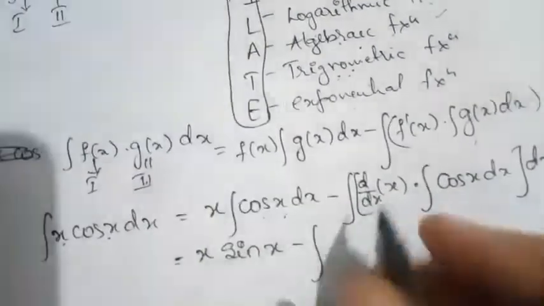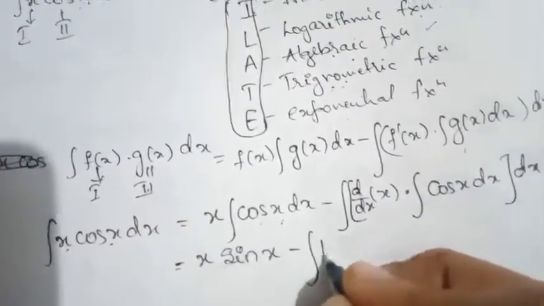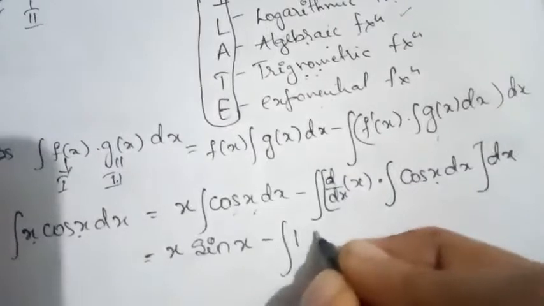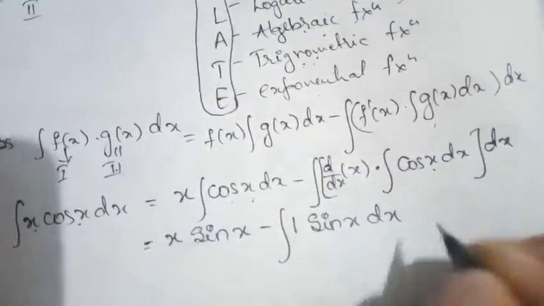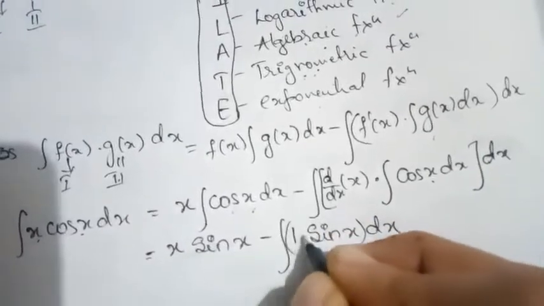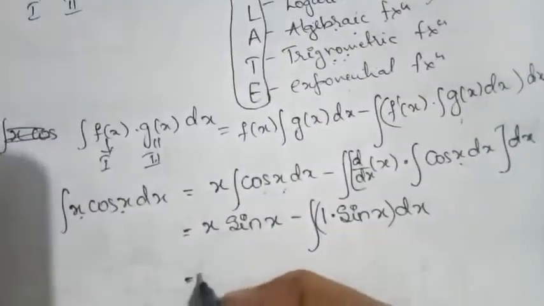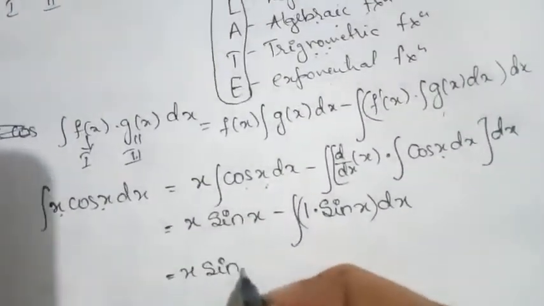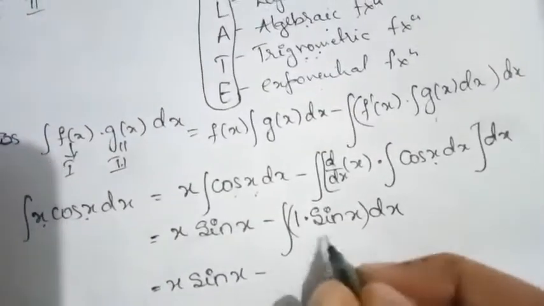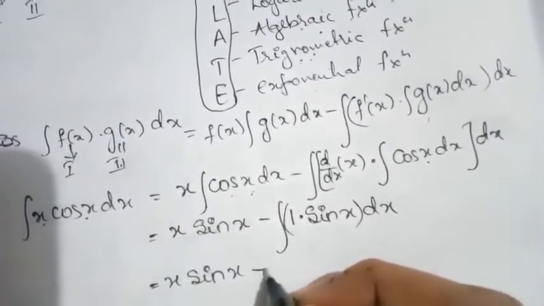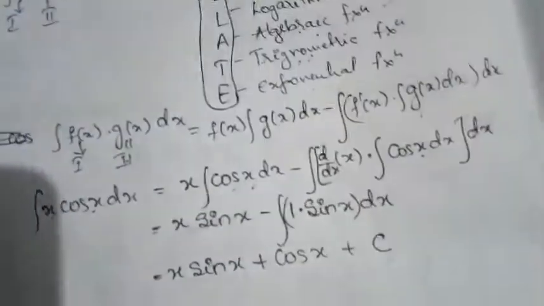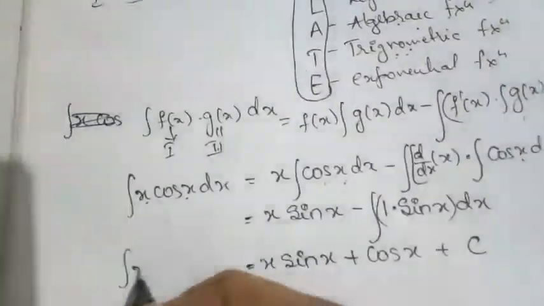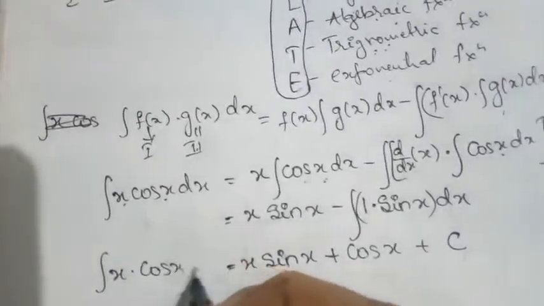What is the differentiation of x with respect to x? It is 1. What is the integration of cos? It is sin x, dx. Now 1 into sin is sin itself. What is the integration of sin x? Integration of sin is minus cos x, and minus into minus becomes plus cos x plus c. So this is the integral of the given question.